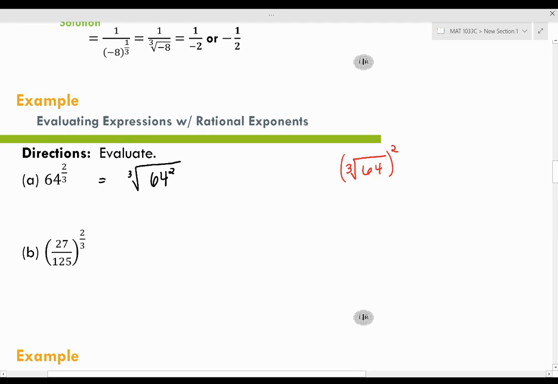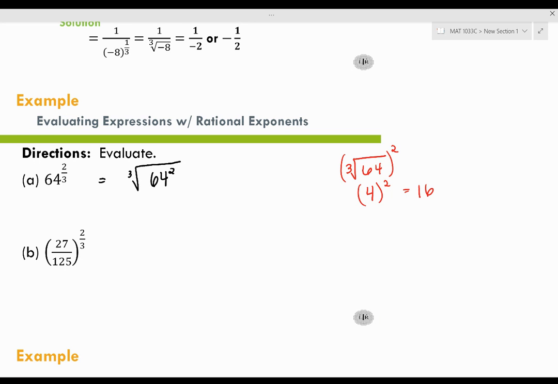So for me, I know what the cube root of 64 is. It's 4. And then I could square that, and that's 16. So I could do that a lot faster than plug it into my calculator, but if you wanted to, it's completely okay. There's no right or wrong way to do it. It's just sometimes it's easier if you reverse the order of those operations, okay? So it's up to you.